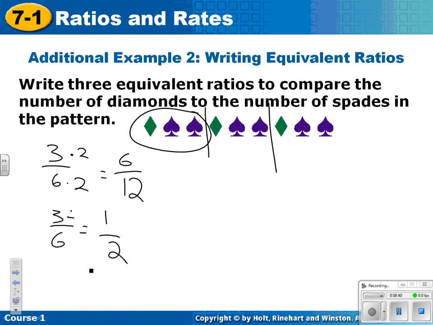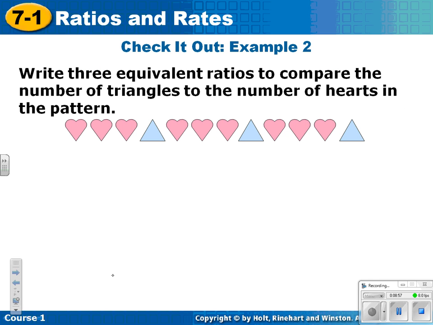This is a divide by 3. This is a divide by 3. Be careful. It isn't 1/2. It's 1 to 2. If we are talking about ratios, you have to say the word "to" in between them. Okay? Another one. Give me the original ratio.